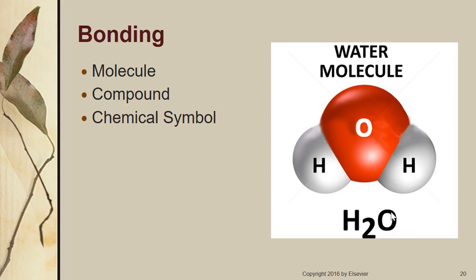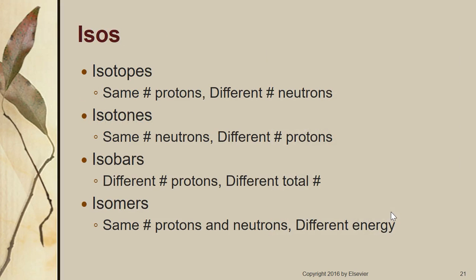You will learn a whole bunch of different ones as we go along. Then you need to talk about something called the isos, and it's just a group of terms that all start with the word ISO, and this refers to isotopes, isotones, isobars, and isomers, and it's a way of classifying elemental relationships.